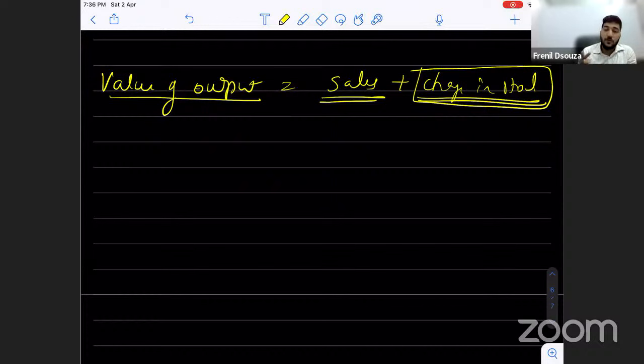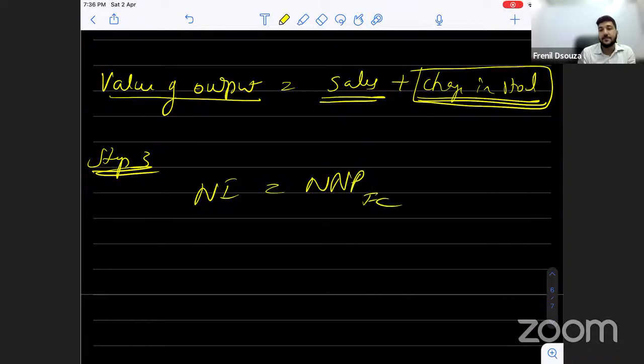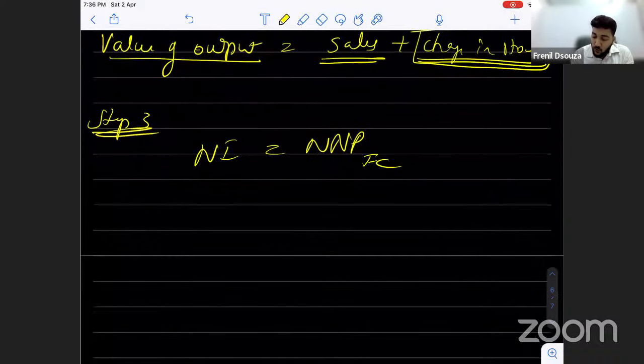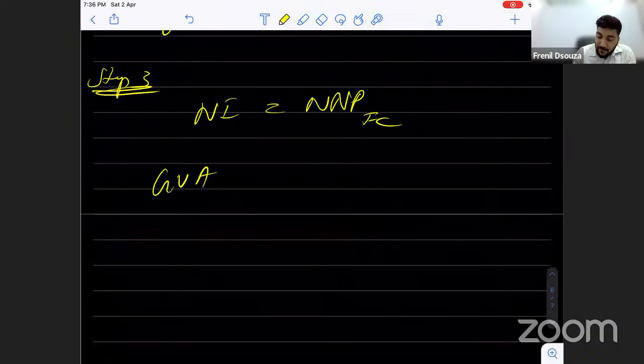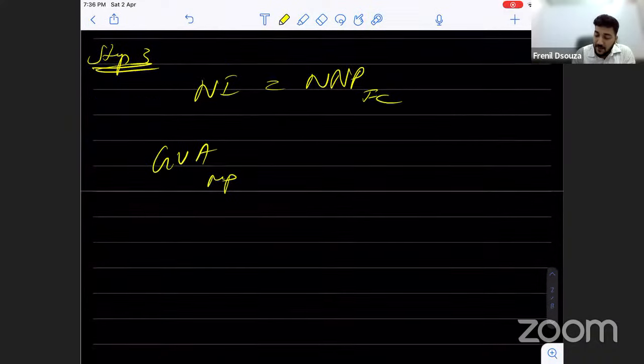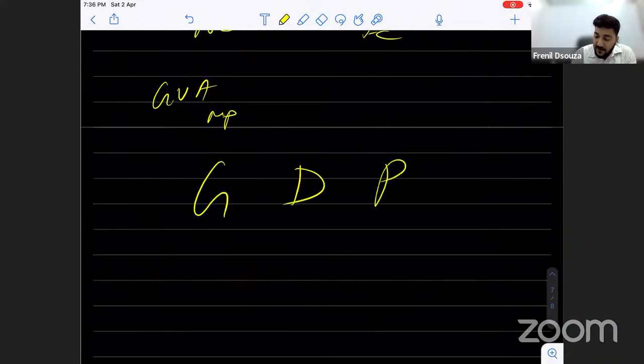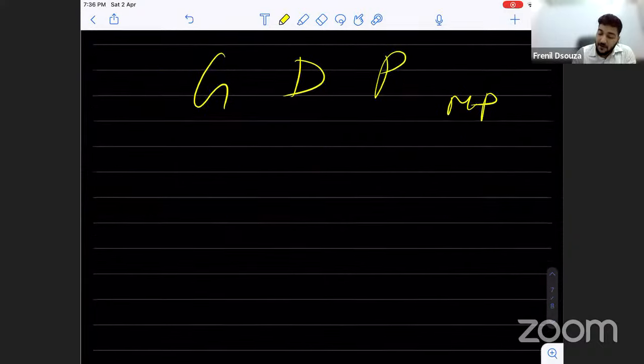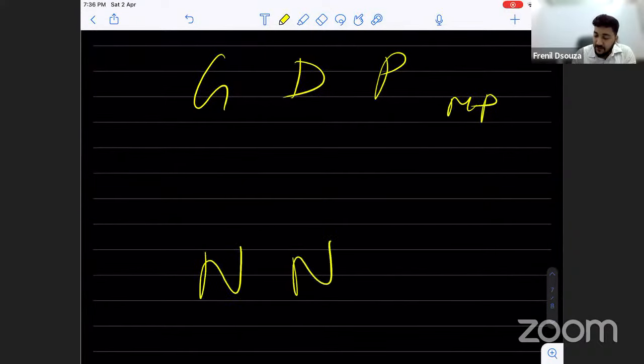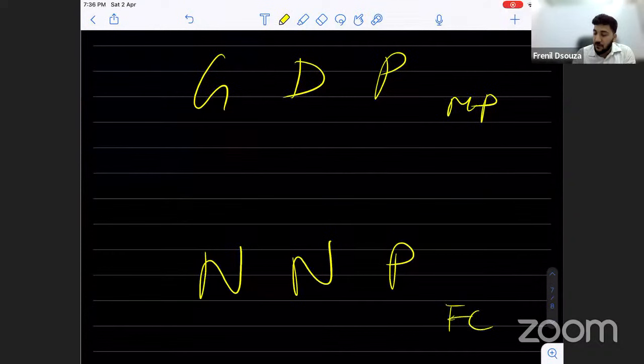Next, we have to go to the third step, that is step 3. Step 3, estimation of national income. Now, when I say national income, as I said, in common parlance, when we say national income, we are talking about NNPFC, right? How to get to NNPFC? Because when we did step number 2, we got GVAMP, or let me write it as GDPMP, right? We got GDPMP. From GDPMP, I have to get to national income, that is NNPFC. Now, how do I get there?